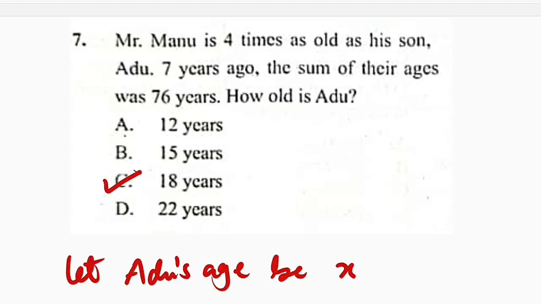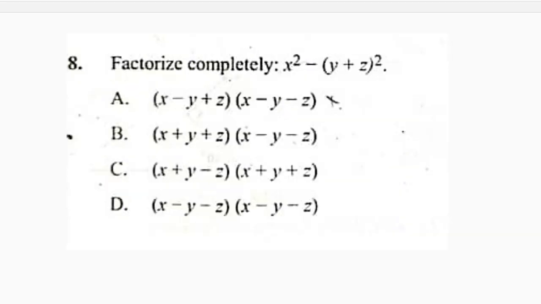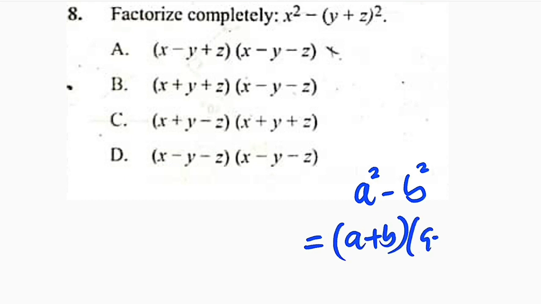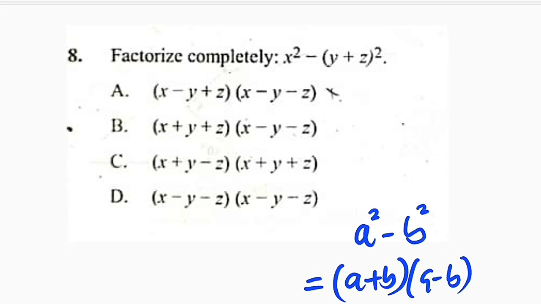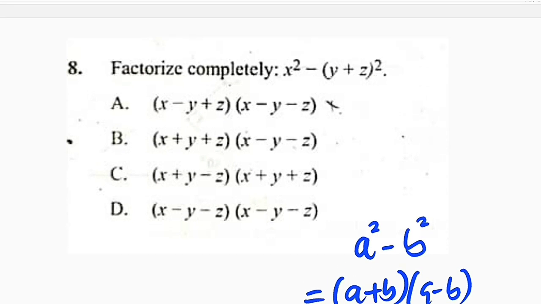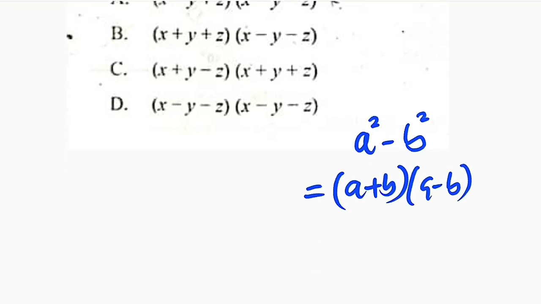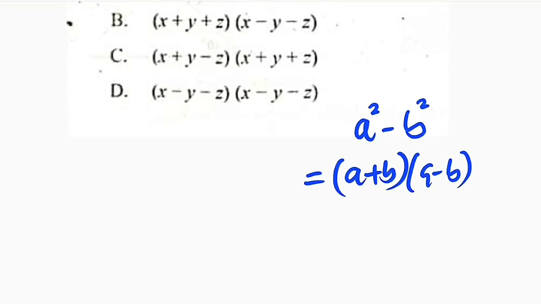Now let us move on to question number 8. Question 8, we are asked to factorize completely. Let me remind you something. This is very simple. Difference of two squares. If you have a squared minus b squared, this is the same thing as a plus b multiplied by a minus b. So since we are given something of this kind where our a is x and b is y plus z, to factorize it, let me bring it down here.